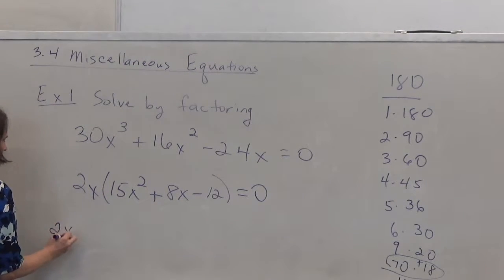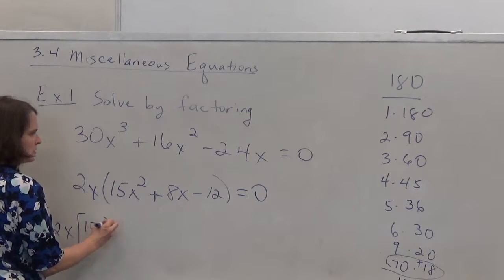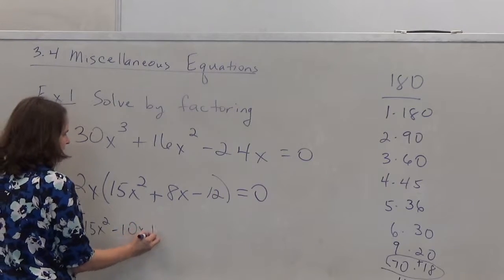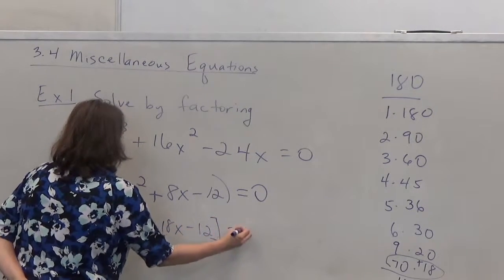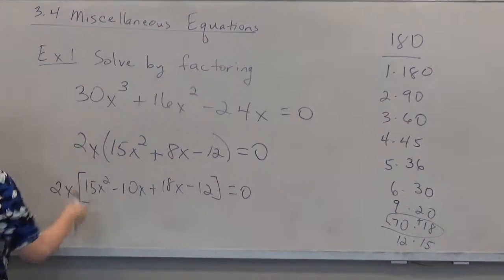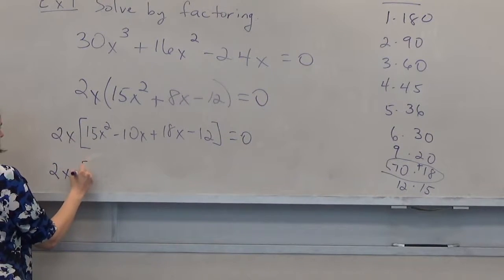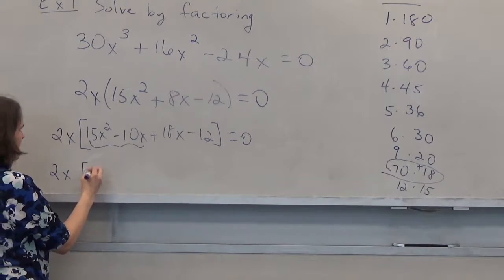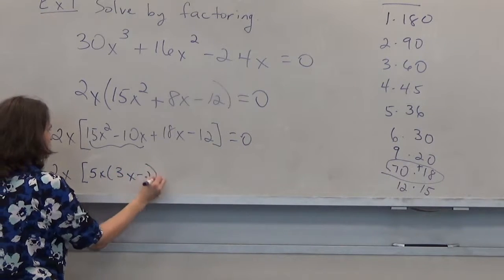So we're going to have 2x. I'm going to use a square bracket, and now I've got 15x squared. I can write my 8x as minus 10x plus 18x minus 12. And now I'm going to do the grouping method on those 4 terms. So in just the first 2 terms, I'm going to take out 5x. That leaves 3x minus 2.